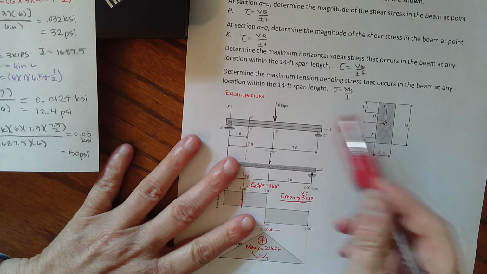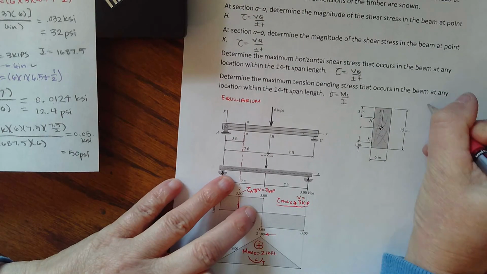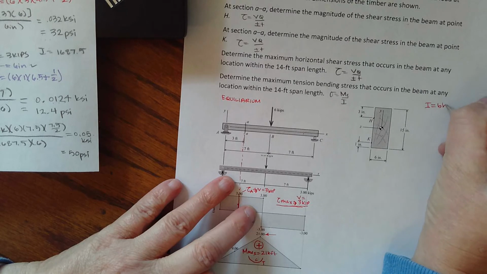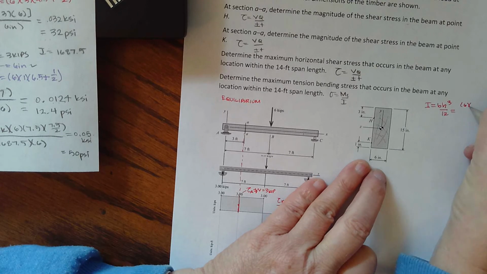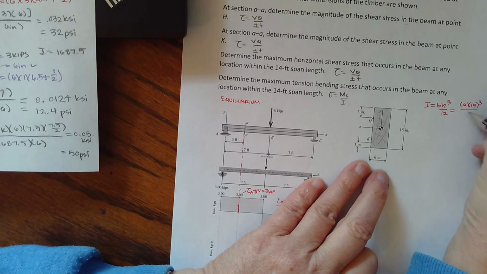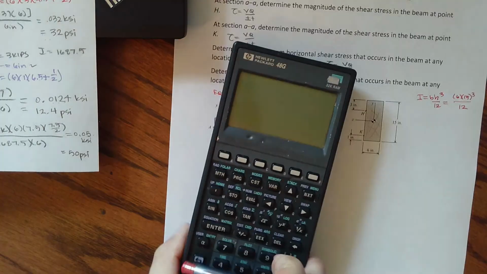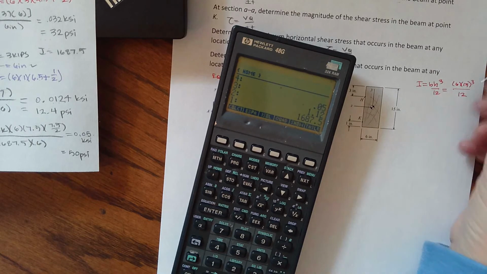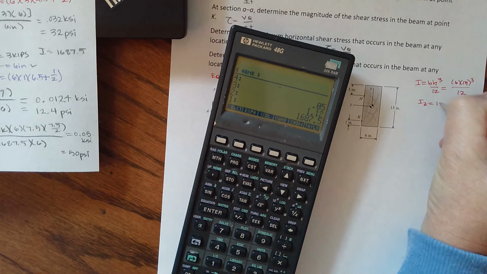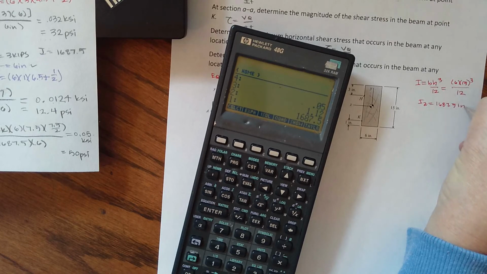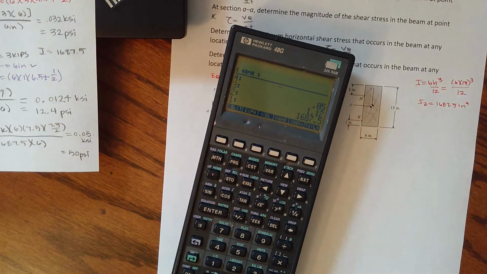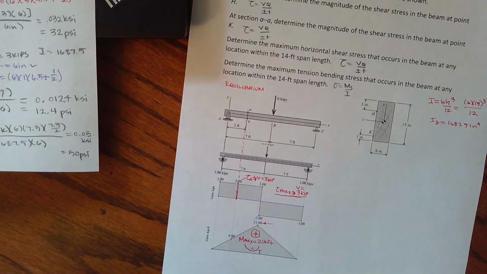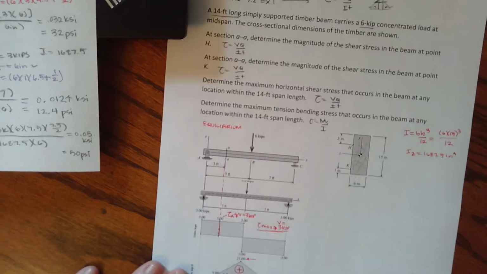The next thing after equilibrium that we usually look at is section properties. In this instance, if I am looking at my moment of inertia, it's pretty easy. It's b h cubed over 12 because it's a rectangle. So I have 6 and a height of 15, cubed, over 12. Let me get my calculator out. And I get that my moment of inertia about the z-axis is 1687.5 inches to the fourth. Okay, so now we need to get started on each of the individual portions of where we are looking.